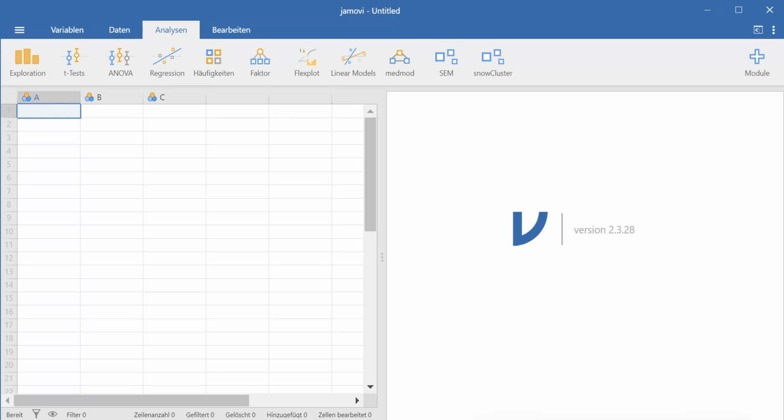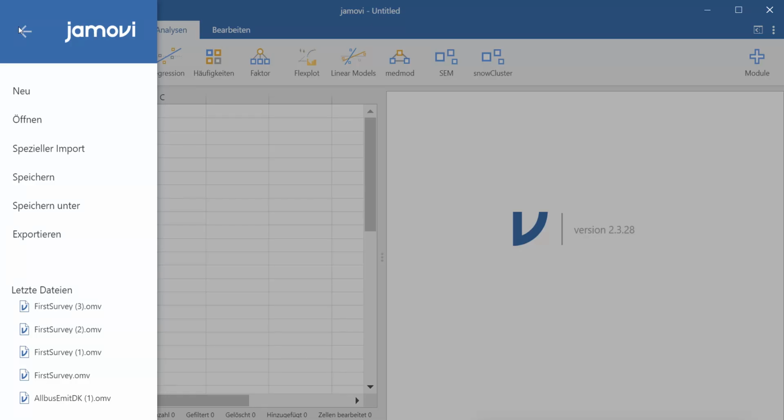So here's a brief video about how to work with Jamovi. After you've opened the program, it should look like this one. So we need to open the data. Therefore, we can click on this little button and then we click on Open.